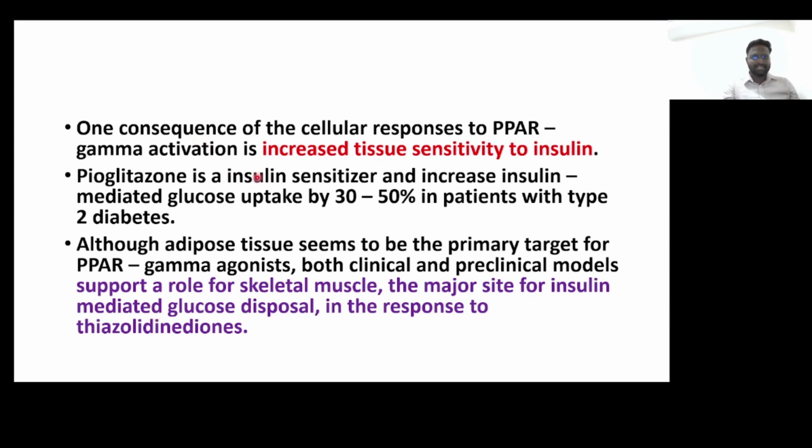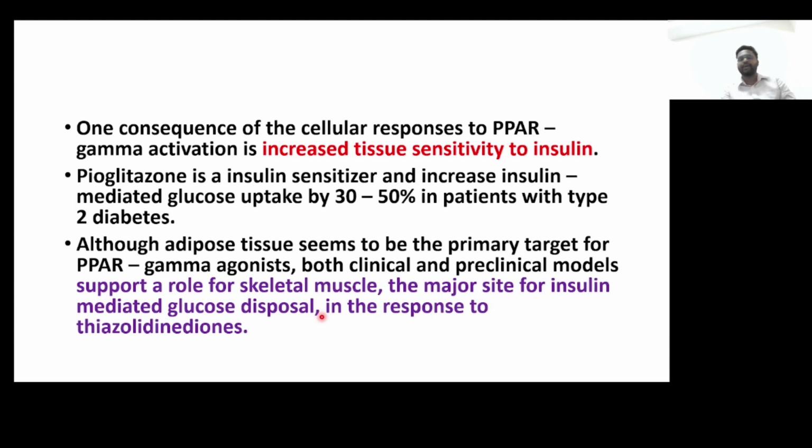So pioglitazone is an insulin sensitizer and increases insulin-mediated glucose uptake by 30 to 50% in patients with type 2 diabetes mellitus. Although adipose tissue seems to be the primary target for PPAR gamma agonists, both clinical and preclinical models support a role for skeletal muscle as the major site for insulin-mediated glucose disposal in response to thiazolidinediones.